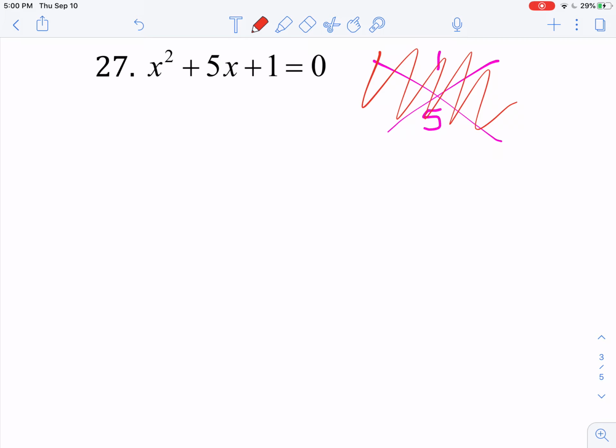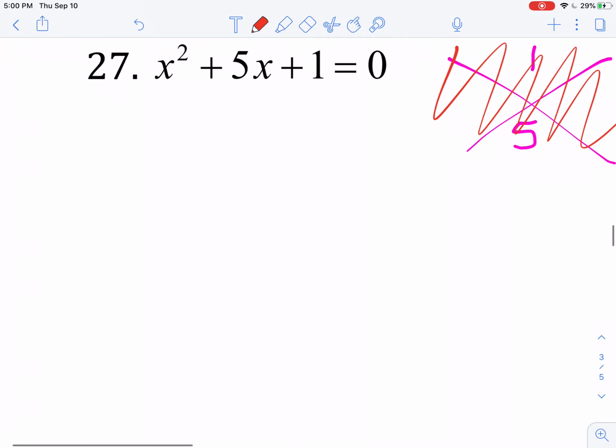Instead, I need to use the quadratic formula. So for quadratic formula, you need to make sure, 1, that you are set equal to 0, and then 2, that your equation is in standard form. So x squared, then x, then the constant. And this one is. So we're ready to get started.